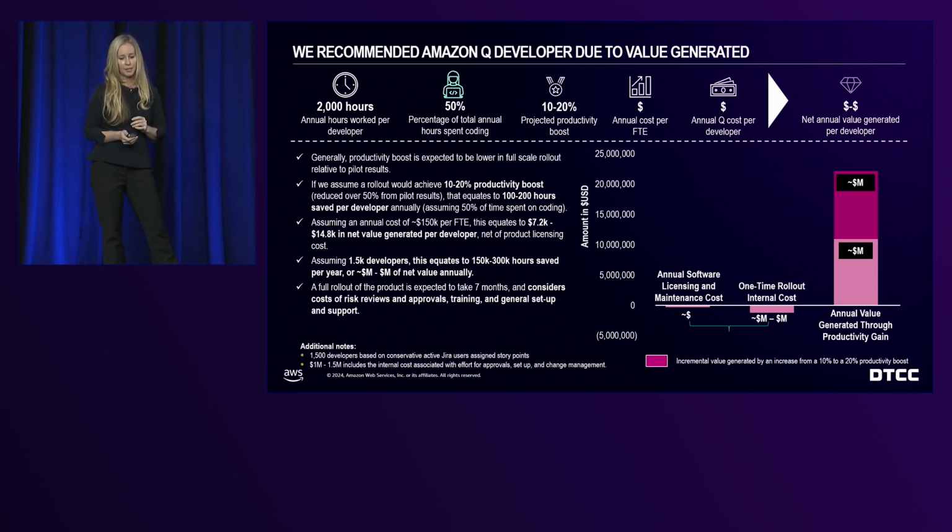throughput assessment. And then from there, we applied the annual cost per FTE less the annual Q cost per developer to get the net annual value generated per developer. So if we were to extrapolate to a much larger population, say 1,500 developers, what does that mean? What does that mean for DTCC? It's essentially an increase in productivity time of about 150,000 to 300,000 hours of additional productivity per year.